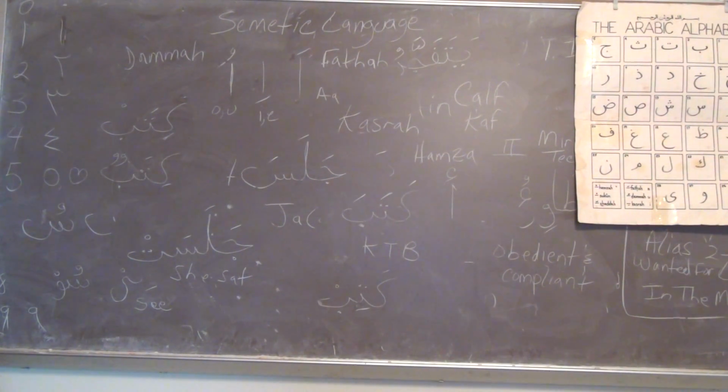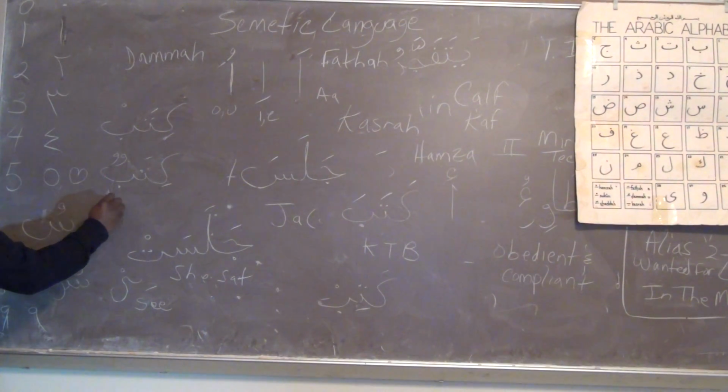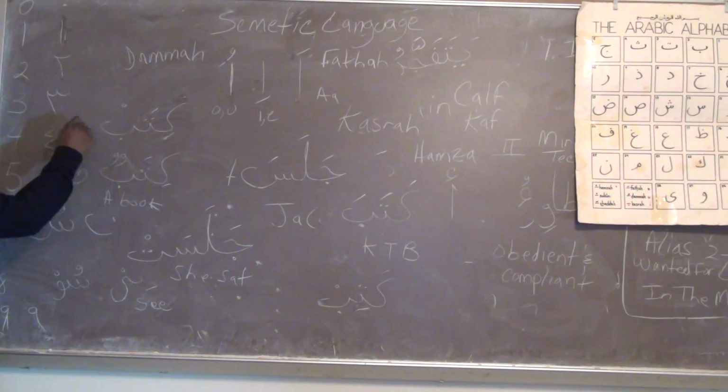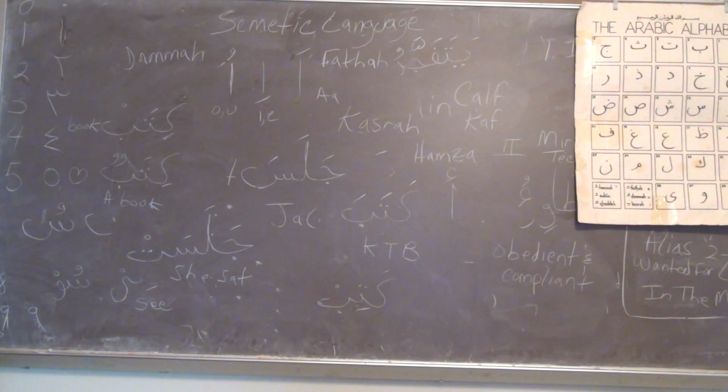The word a, this is what you said now. A book, as opposed to just saying book up here. See the difference? This is a book here, this is a book.